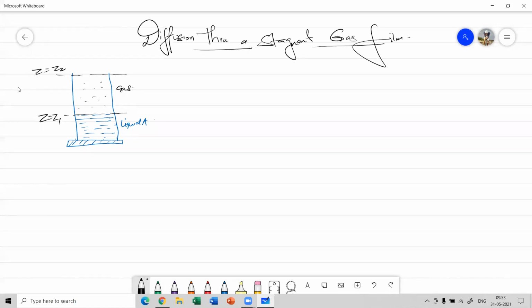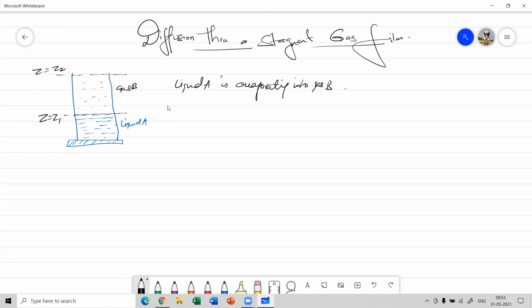What is happening in this system is that diffusion is occurring, and liquid A is evaporating into gas B. We assume there is some device present that maintains the liquid at a level of Z equal to Z1. So it's a very slow diffusion occurring, and it appears as though the liquid is being maintained at the level Z equal to Z1.